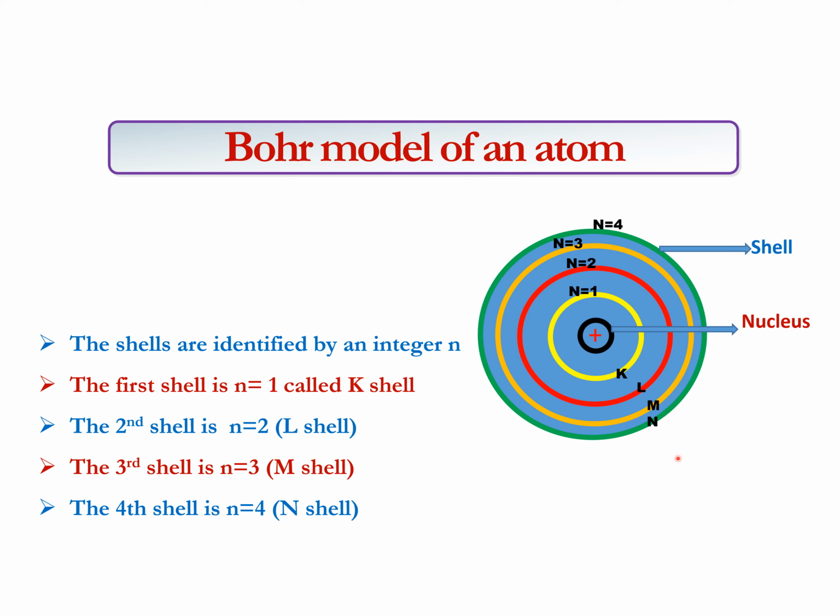So this is what a scientist called Bohr proposed. He proposed that electrons revolve around the nucleus and that the shells are identified by an integer. The first shell is n equal to 1 called K, second shell n equal to 2 called L, third shell n equal to 3 called M, and fourth shell n equal to 4 called N.